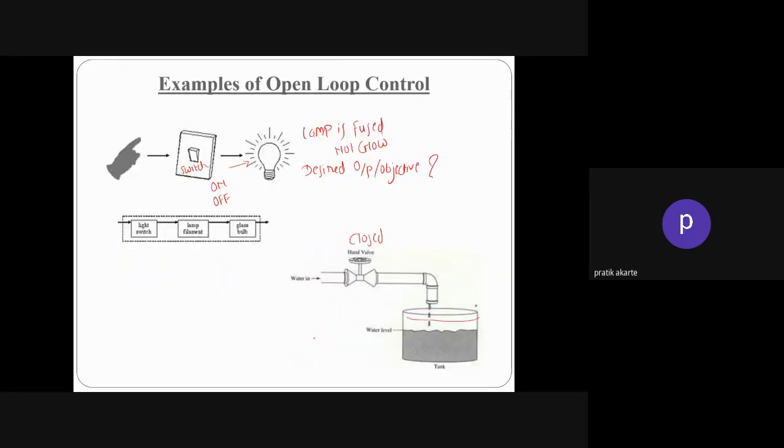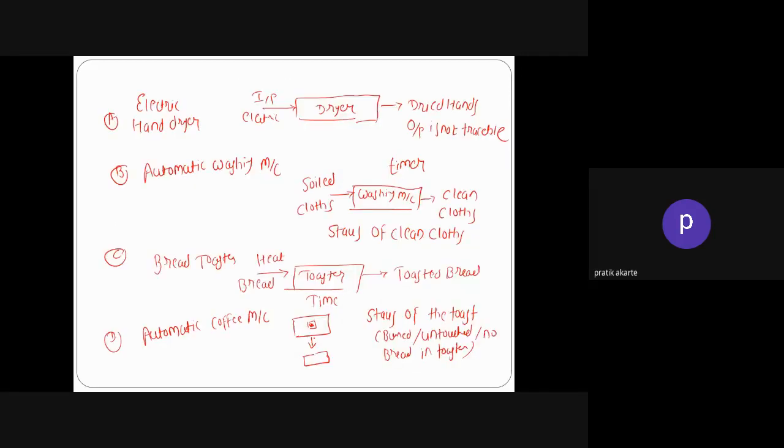The light bulb, whether it is fused or not, no action taken. Whether the tank is filled or not, no action taken. Whether the hands are dried properly or not, no output traceable. Status of the clean clothes, not detected. Status of the toast, not detected. Whether the cup is placed or not, not detected. So that's why these are called open loop control systems.